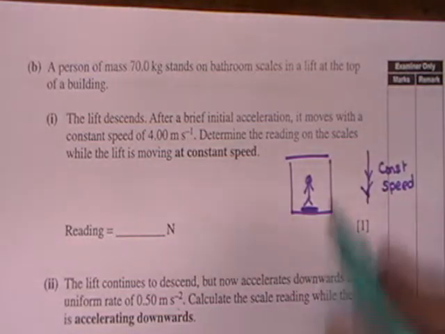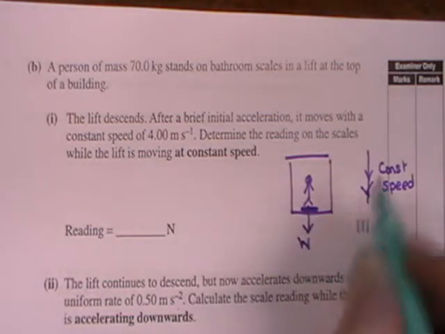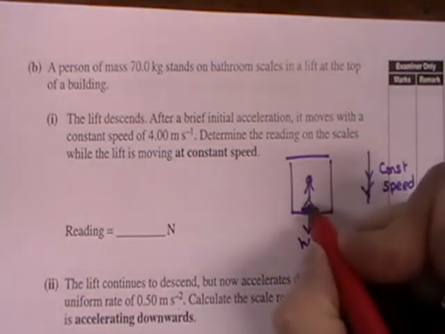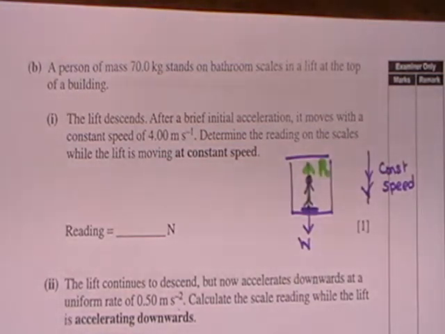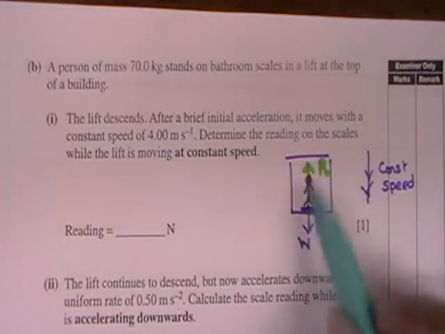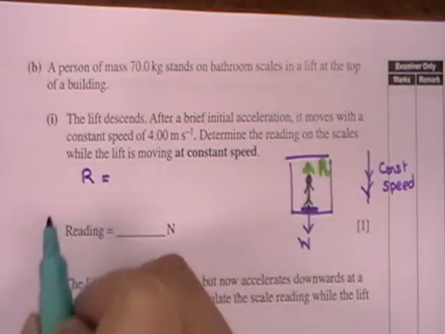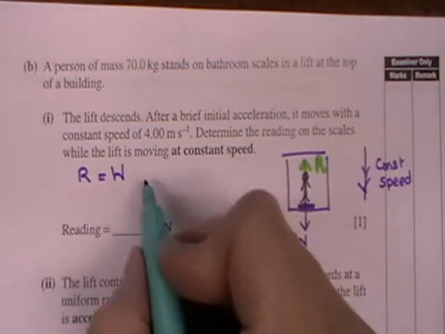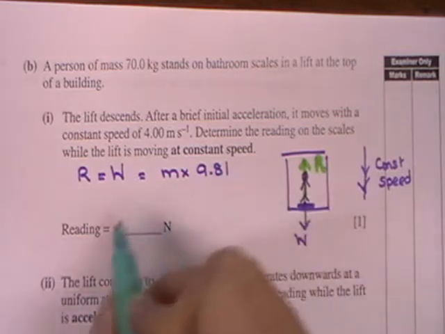Now, if you look at that, that means that there's a force downwards on the scales due to the weight of the man. And then there's another force, and I'll draw it in a different colour so you can see it. And that's the force of the scales upwards on the man. And those 2 forces, because this is moving at a constant speed, those 2 forces must be equal to each other. So the reaction force, the reading on the scales, is equal to the weight of the man. And that's just going to be equal to m times 9.81, or 70 times 9.81.